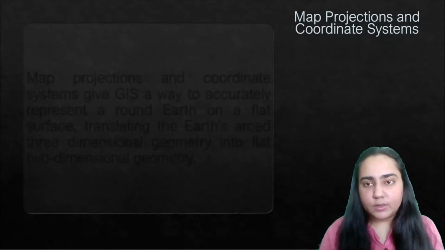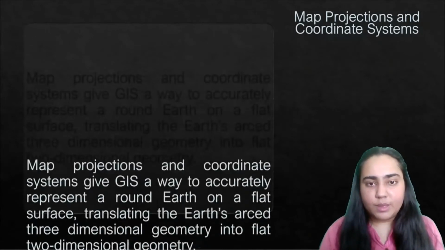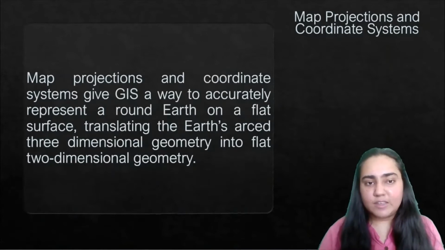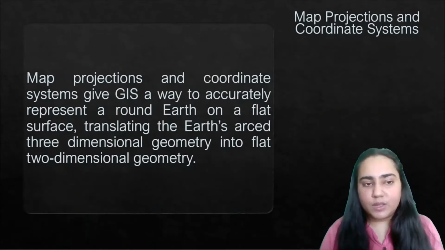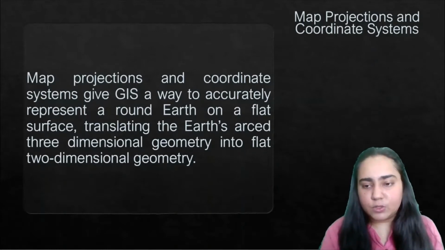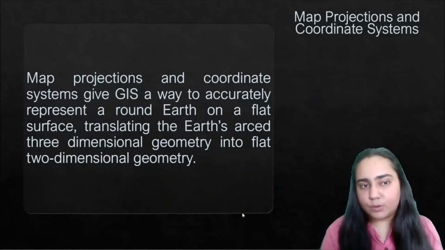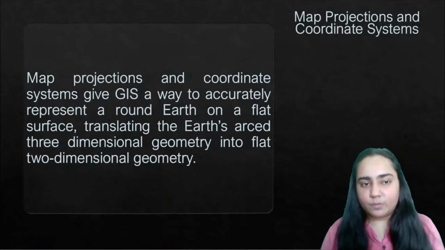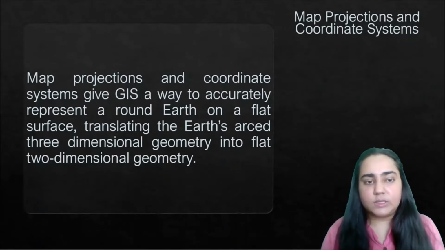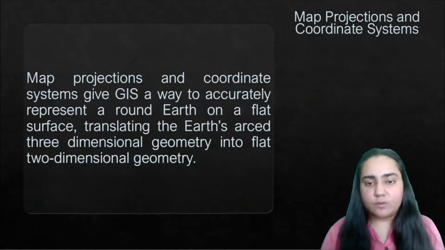Map projections and coordinate systems. Map projections and coordinate systems give GIS a way to accurately represent a round Earth on a flat surface, translating the Earth's arced three-dimensional geometry into flat two-dimensional geometry. This is very important, because the Earth is round, it's circular, but we want to show that in a two-dimensional space, which is why map projections and coordinate systems are very useful.